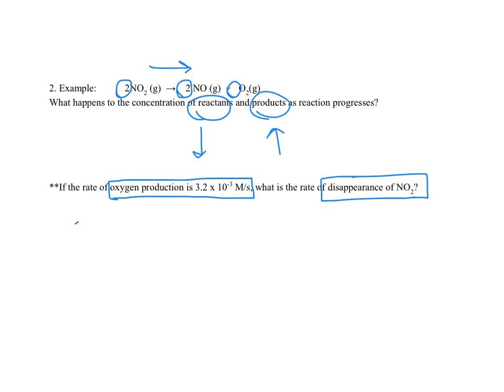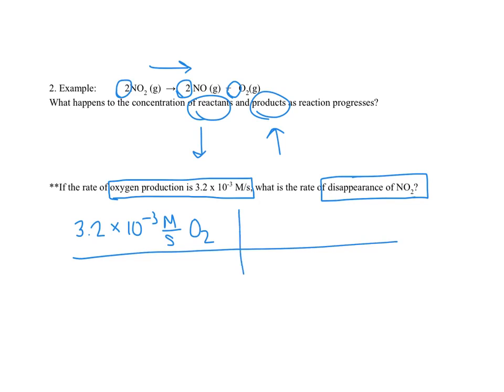So we're going to start with what we're given, 3.2 times 10 to the negative third. That's the molarity per second rate of production of oxygen. And so we're going to set up our units to look just like that. And then since my coefficient in front of oxygen is 1, instead of using mole ratios, we're using rate ratios. So for every 1 molarity per second change of oxygen, we're talking about NO2 is what we're looking for. So 2 molarity per second is going to be the rate of change of NO2.